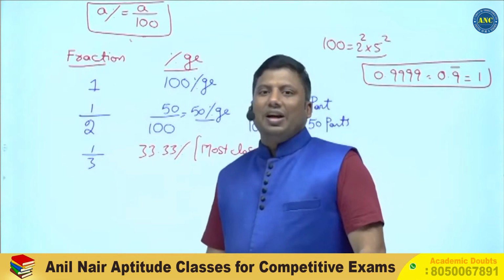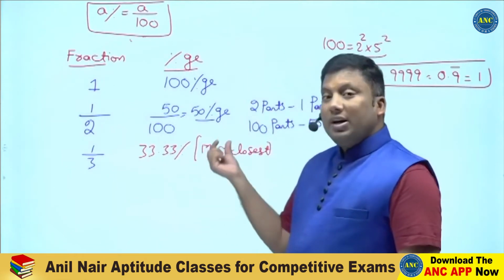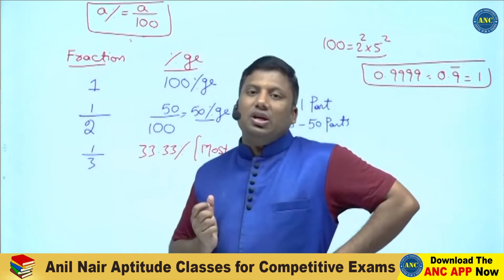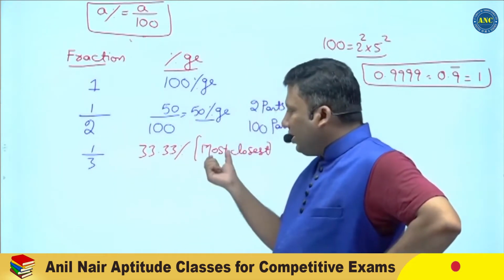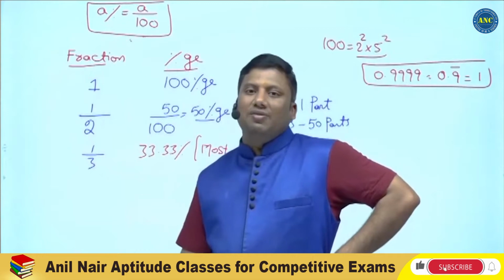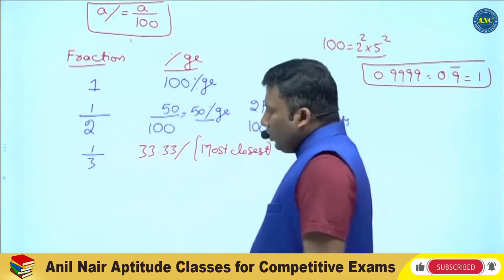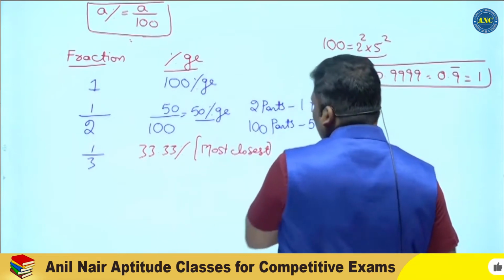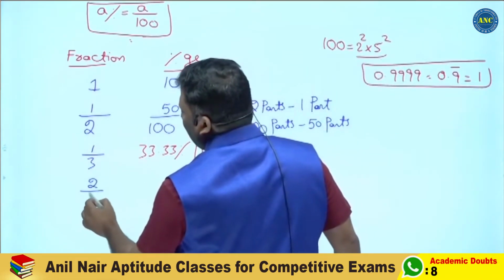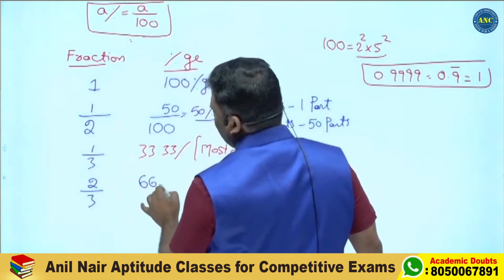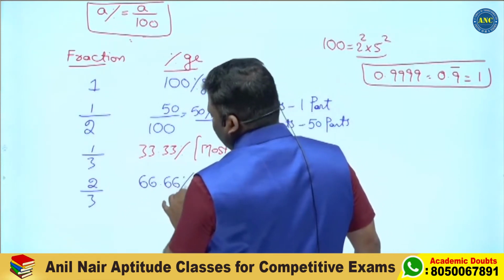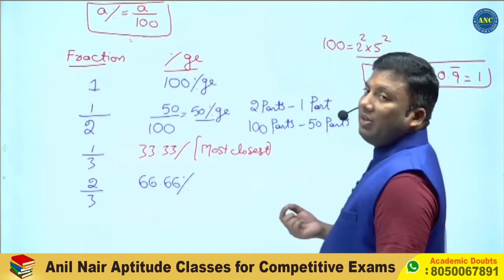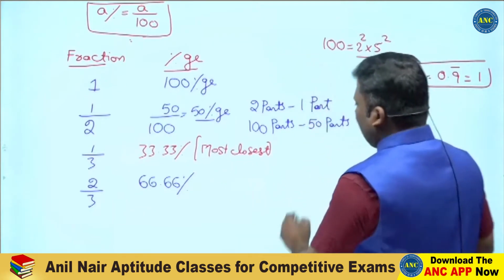1 by 3 can be written as 33.33 percentage. From here onwards, whenever 33.33 percentage is there, the most closest fraction will be 1 by 3. 2 by 3 is 2 times 1 by 3, which is 2 times 33.33, which will be 66.66, most closest. 3 by 3 is 1.